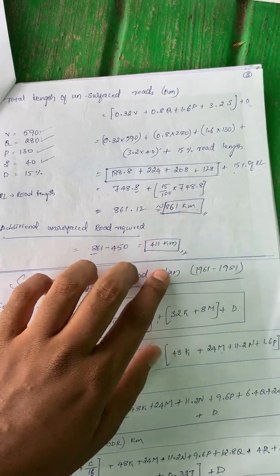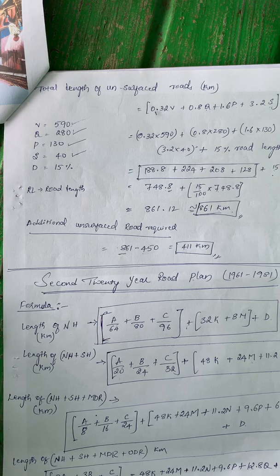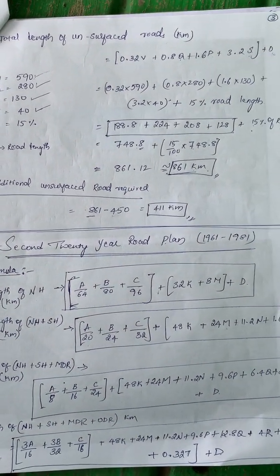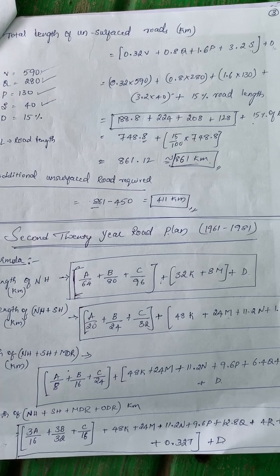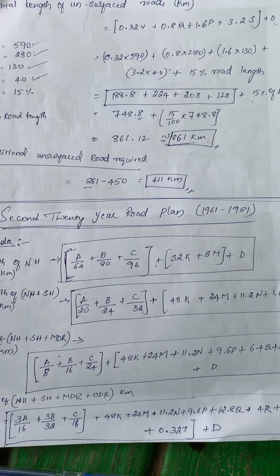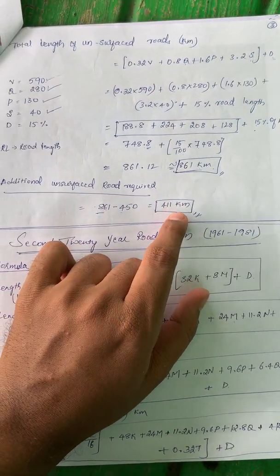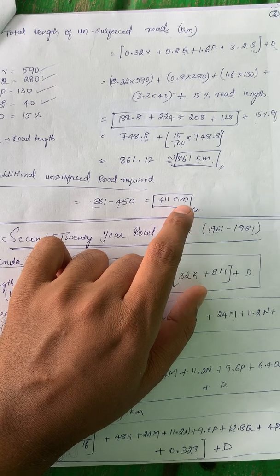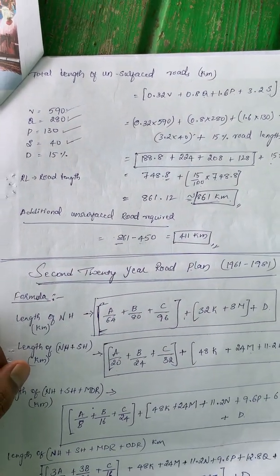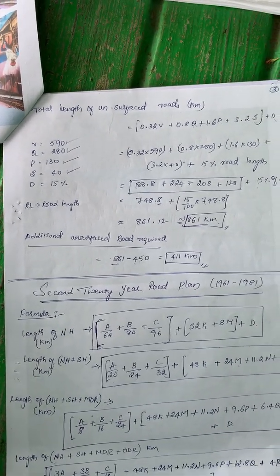They have given the existing unsurfaced road as 450 kilometers. The existing length is 450 kilometers. By subtracting both, 861 minus 450, we get 411 kilometers. This is the additional length of unsurfaced road. So this is the method to calculate the length of the roads in the first 20-year road development plan. Thank you.